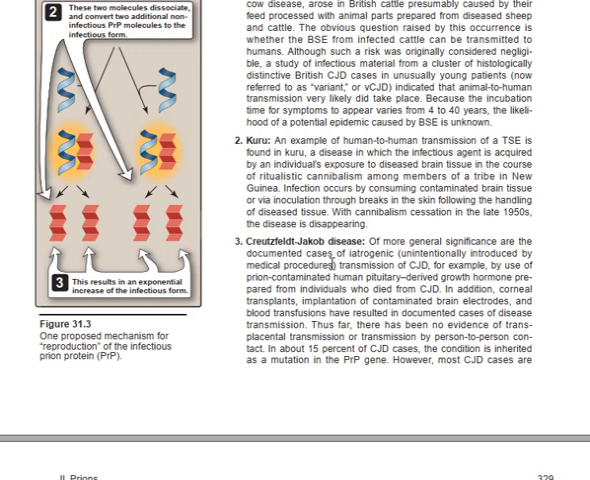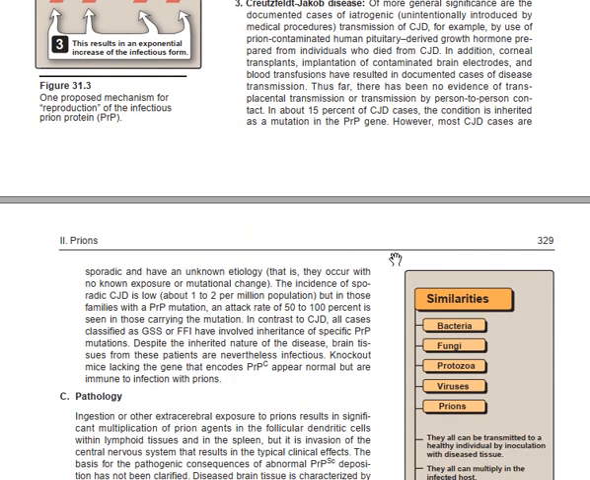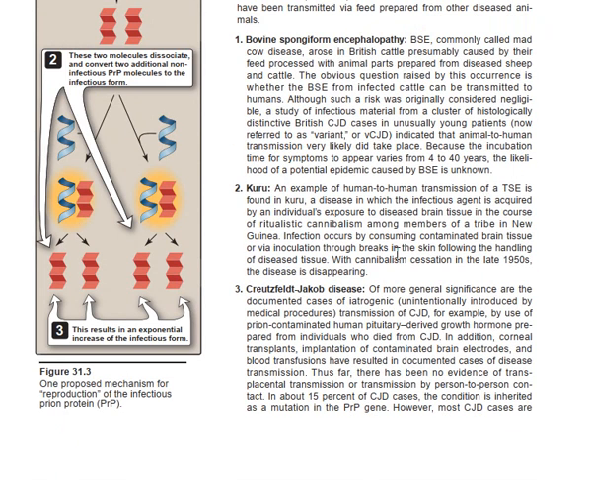Is it clear? Now, the Creutzfeldt-Jakob disease is of more general significance, with documented cases of iatrogenic or unintentionally introduced infection through medical procedures like blood transfusion, which is going to transmit this prion, and contaminated human pituitary-derived growth hormone. Is it clear? So this Creutzfeldt-Jakob syndrome is going to result in a demyelinating disease in the brain that affects the patient. So actually, it is just telling you that.